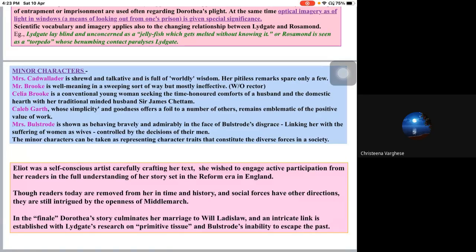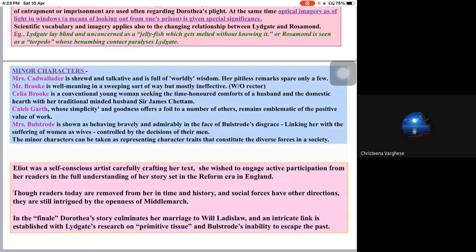So Mary Garth and Caleb Garth are two figures that you see here, coming from a lower strata of society, yet emblematic of the positive effects of honest work. Then you have Mrs. Bulstrode, who is shown as behaving bravely and admirably in the face of Bulstrode's disgrace. So when the town comes to know of the dark deed in Bulstrode's past, everyone distances themselves from him. But Mrs. Bulstrode is shown as behaving bravely and admirably in spite of the disgrace that her husband is facing.